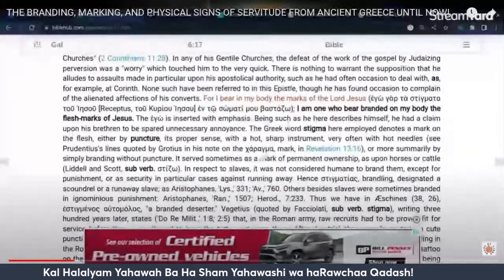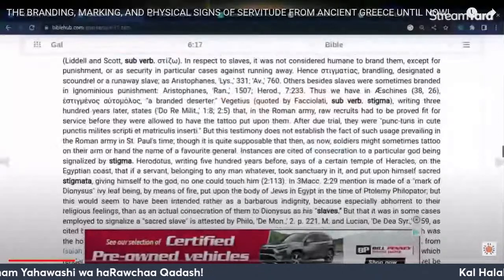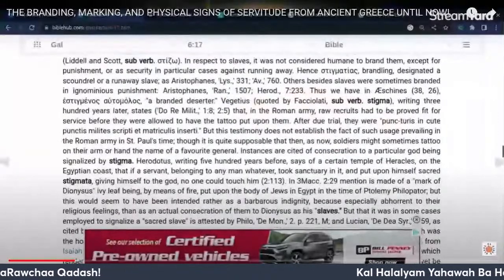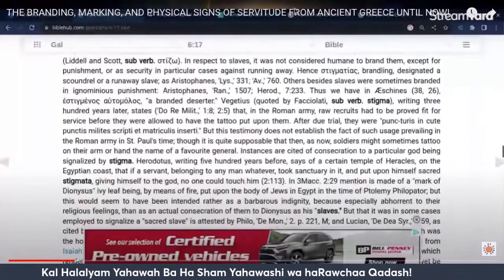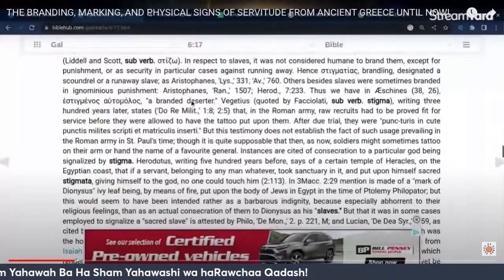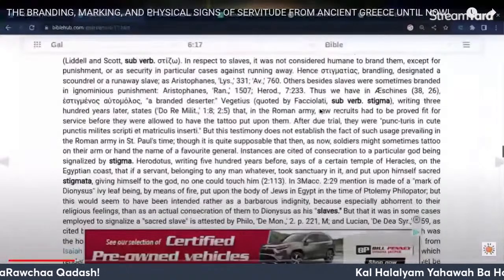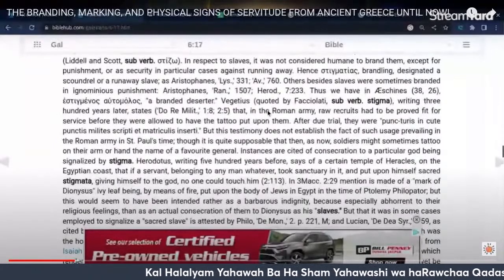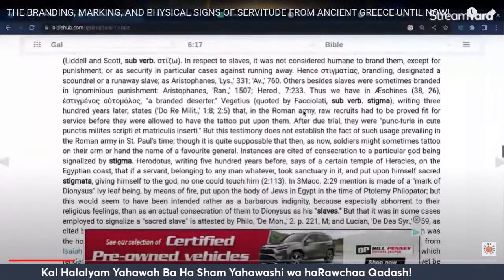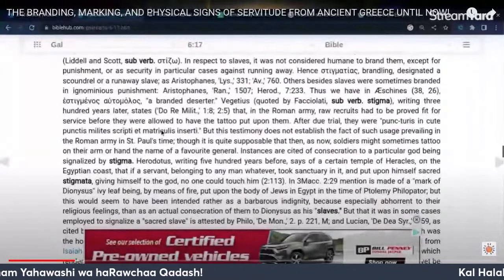So this is just the history of understanding ancient world history involving slaves. You always knew that slaves were identified. All right. Branded. A branded deserter. A runaway slave. All right. It says, writing 300 years later, states that in the Roman army, raw recruits had to be proved fit for service before they were allowed to have the tattoo put upon them.